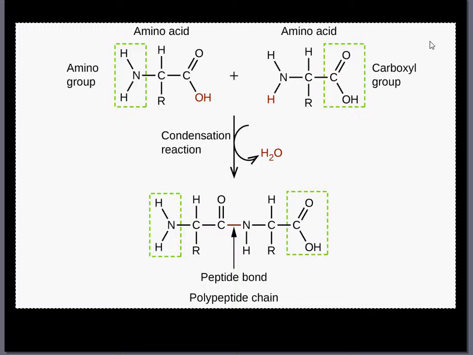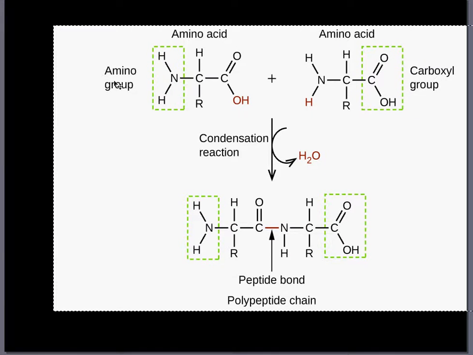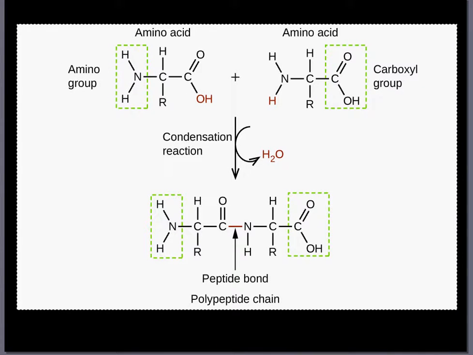Okay, so what we have is one amino acid here. Hang on a second there, guys. All right, now we're ready. So we have one amino acid here, and we have one amino acid here. Here's the amine group. Here's the carboxylic acid group. Over here, same thing. Here's the amine group. Here's the carboxylic acid group.